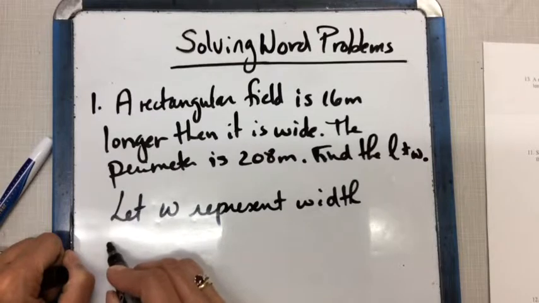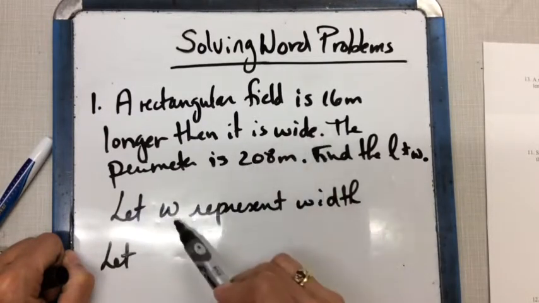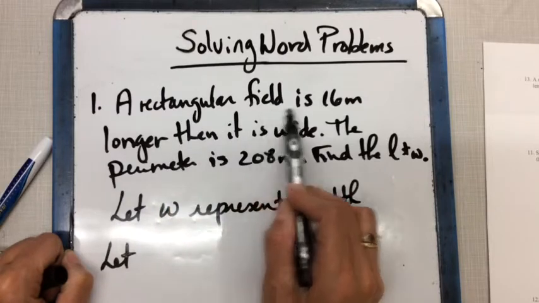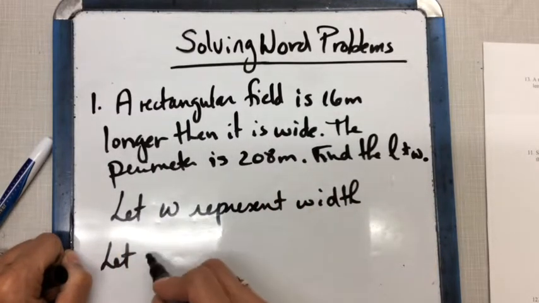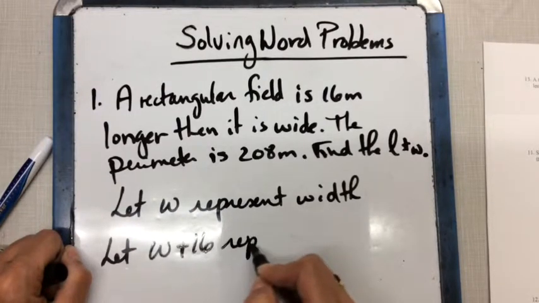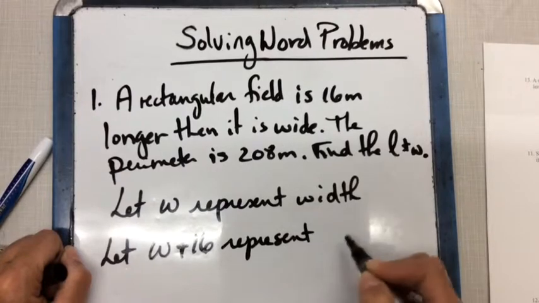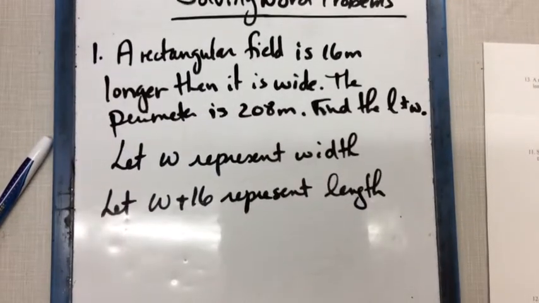And in relation to the width, if the width is W and the rectangular field is 16 meters longer, meaning more, then W plus 16 represents length. Okay, so now we've got these.